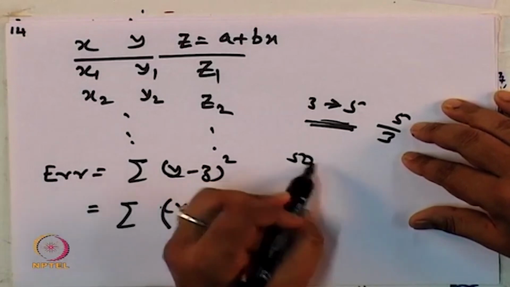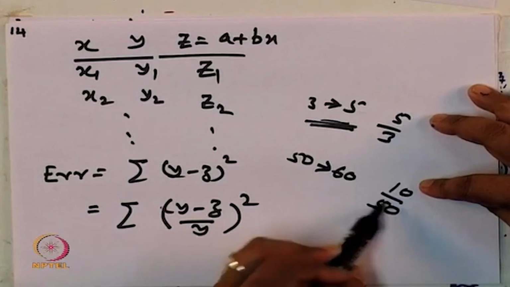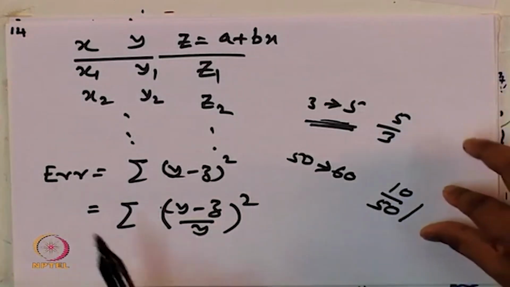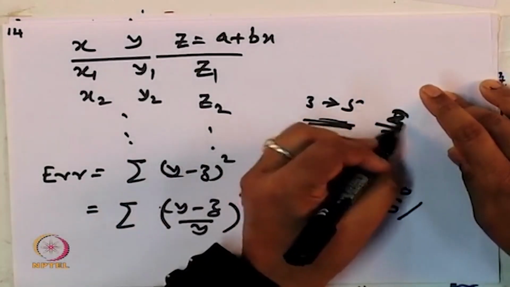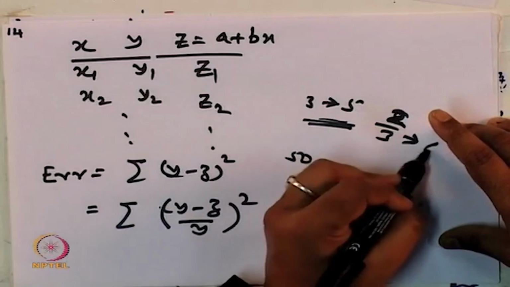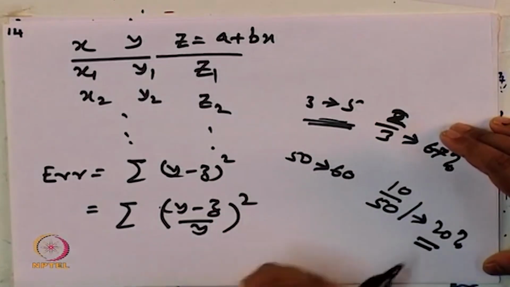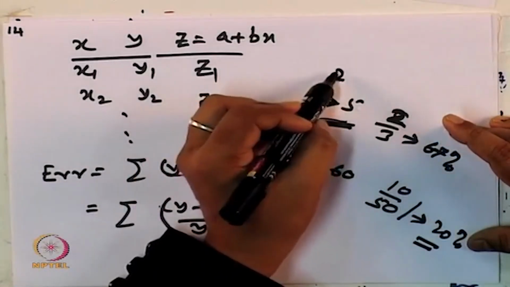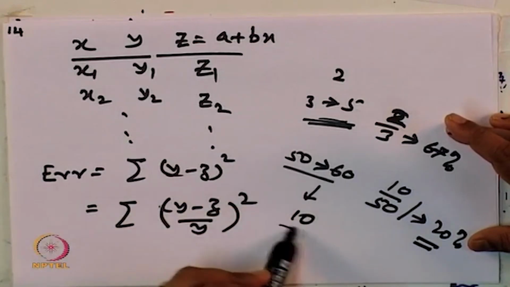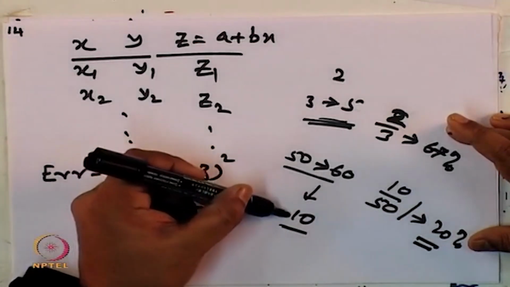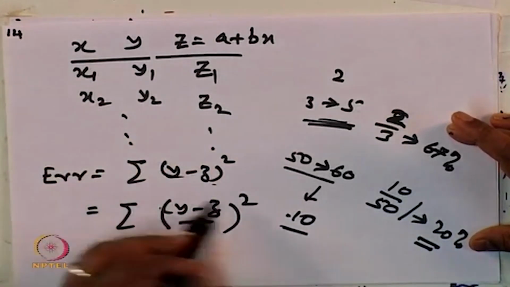Similarly, when you go from 50 to 60, your actual error is 10, but 10 normalized by 50 will give you a value which is comparable to this value. Okay. So, here your error is 2 by 3, so this is 67%, and here it is 20%. Earlier you were comparing this jump of 2 with this jump of 10. So, in that case your data will be much better fit in the latter portion, because that error is getting a much greater weightage in this expression. Okay. So, this is one way to normalize.